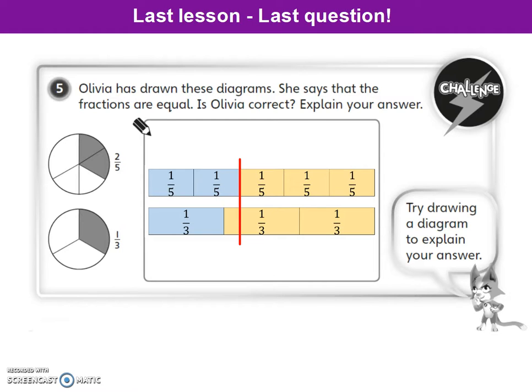So Olivia has drawn these diagrams. She says that the fractions are equal. Is Olivia correct? No, Olivia is incorrect, because she hasn't separated the top circle into fifths. She just separated them into 5 parts. And when we do actually put a bar model or a circle into 5 equal parts, and then the second one into 3 equal parts, we can see that 2/5 is greater than 1/3.